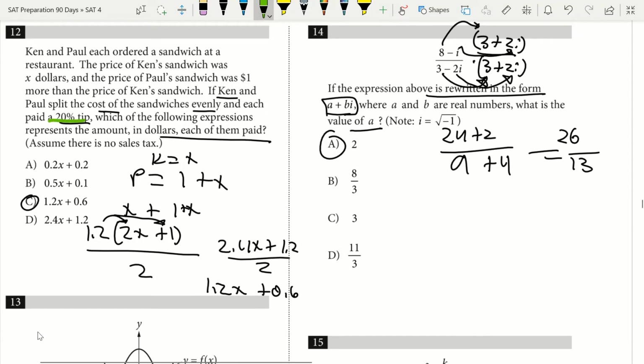Right here, I've got them paying a 20% tip, so I got that represented by this 1.2 times the price of Paul's, which is X dollars, plus $1, because it's $1 more than the price of Ken's, so I've got 2X then plus 1, splitting it over 2 people. That then is going to give me 0.6 times 2X, which is 1.2X, and then plus 0.6, so that one's correct as well.